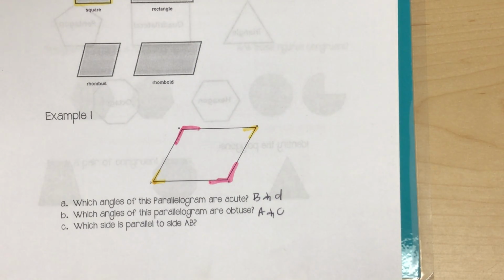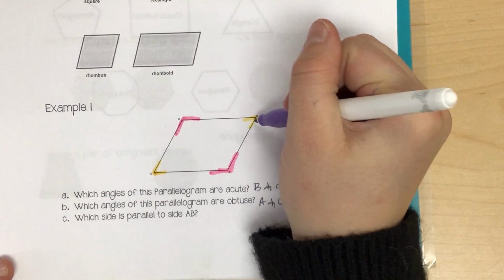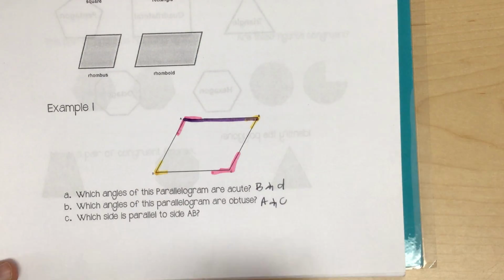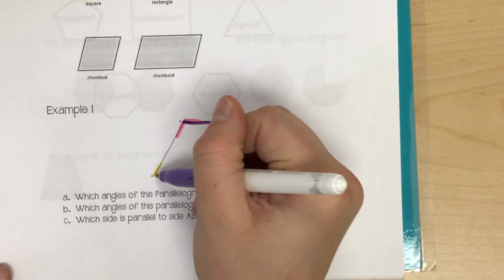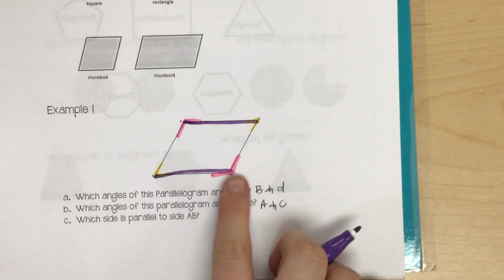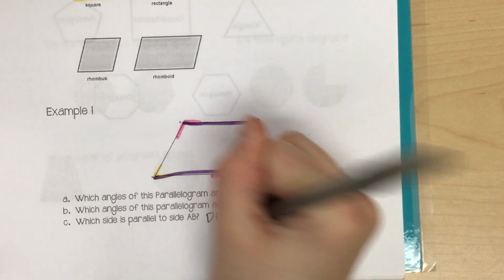We have one more question. It asks us which side is parallel to side AB. Side AB goes from point A to point B, which would be this. Which line would be parallel? Parallel means like railroad tracks. These lines will never intersect or touch. It would be this one, which is from point D to point C. So how we could write that is just DC.